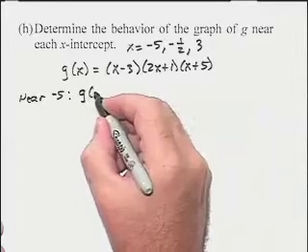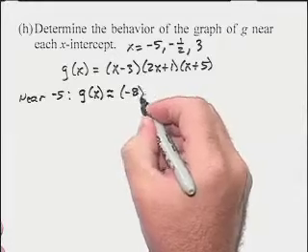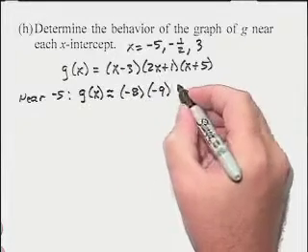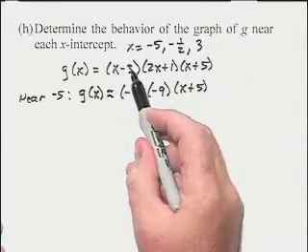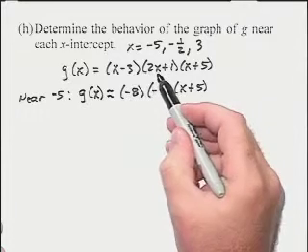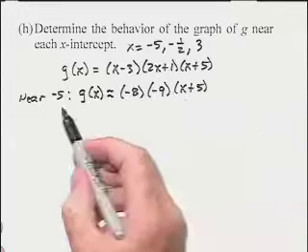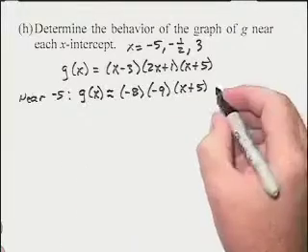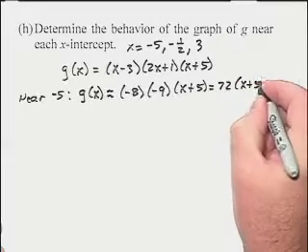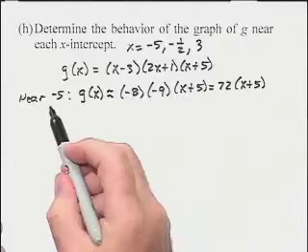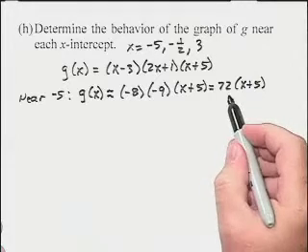So near negative 5, g of x is approximately negative 8 times negative 9 times x plus 5. If we put in negative 5 for x, negative 5 minus 3 is negative 8. 2 times negative 5 is negative 10, plus 1 gives us negative 9. Again, we're not using the x plus 5 factor because we're looking at what happens near negative 5. This is equal to 72 times x plus 5. So near negative 5, the graph of g will look like a line with slope 72.